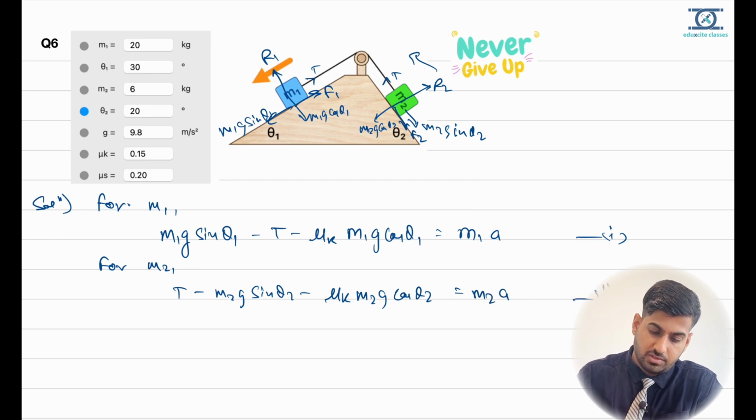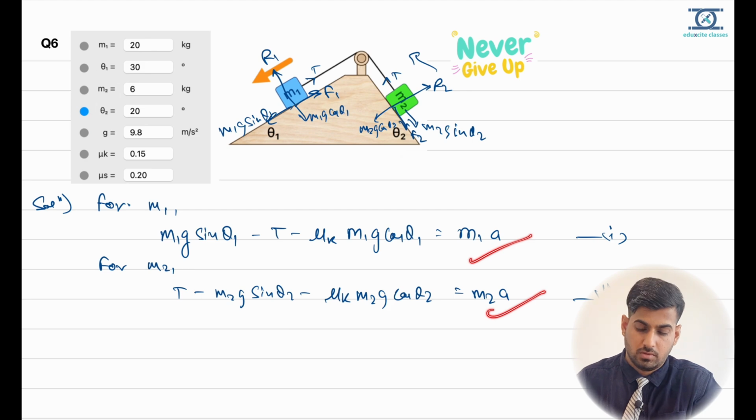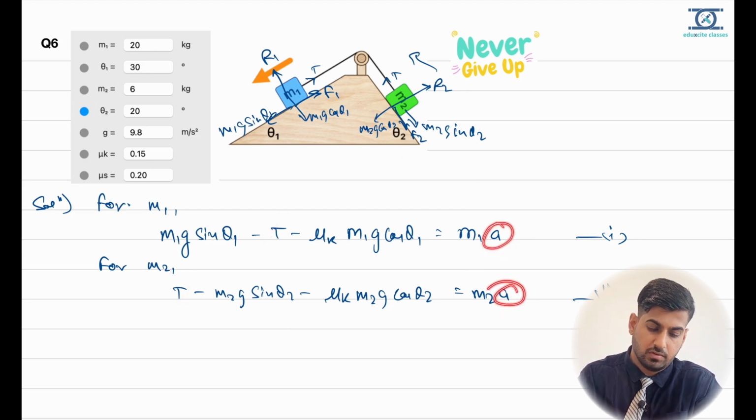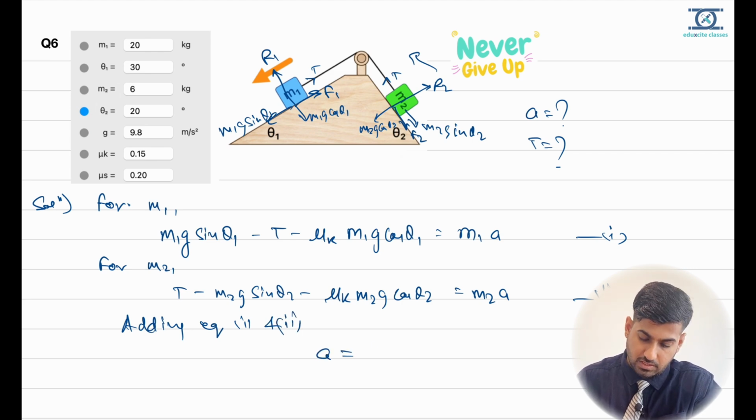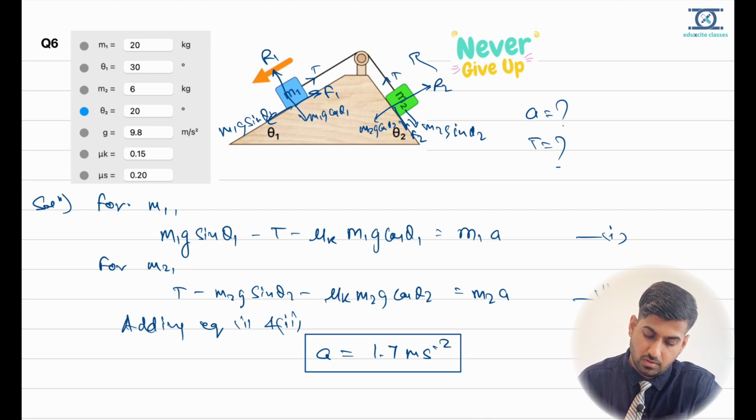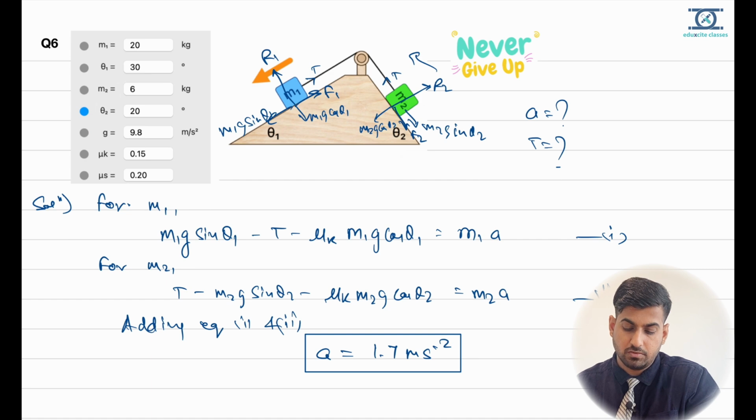So we made the equation for m1 and m2. Now you just add, so tension and tension will get cancelled, and you can find the value of the acceleration a. Here also we have to find the acceleration and tension only. So adding equations 1 and 2, we get the acceleration as something around 1.7 meter per second square. I already did the calculation for you. Just pause the video and do the calculation to find the acceleration. If you have any doubt, just comment below, or you can even download the PDF.